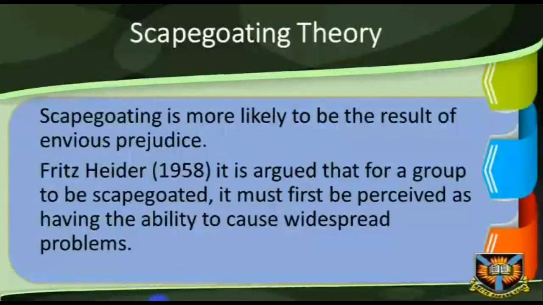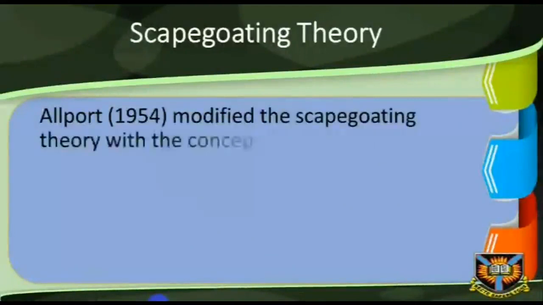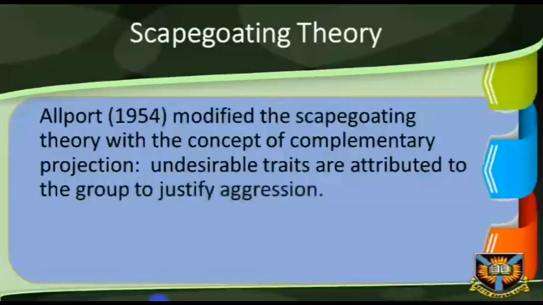In other words, if displacement theory is correct, i.e., that the Germans were frustrated with the power of the Allies after World War One, and therefore displaced their frustrations onto the Jews, why, once Germany was rearmed and powerful and began to attack the true sources of frustration, did the persecution of Jews escalate rather than diminish? Allport, 1954, modified the scapegoating theory with the concept of complementary projection.